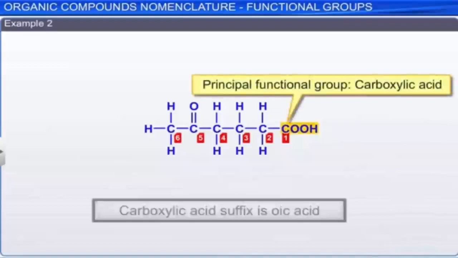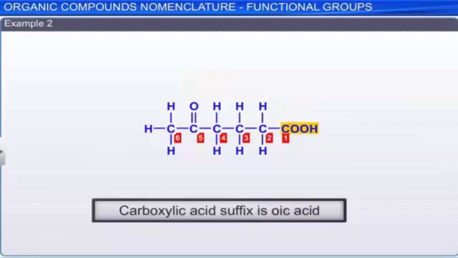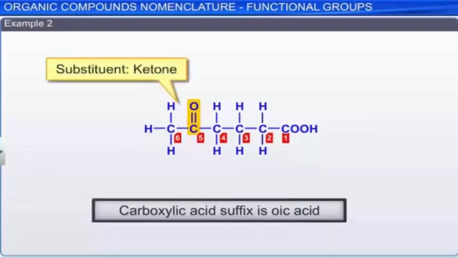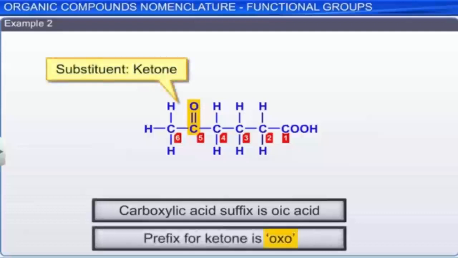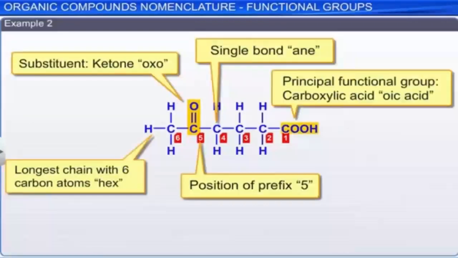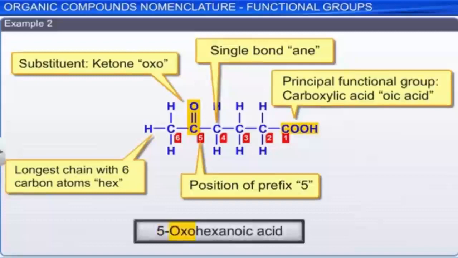The principal functional group will come as a suffix. For carboxylic acid, the suffix oic acid is used. The other functional groups act as substituents, and they are written by using appropriate prefixes. Here, the substituent is ketone, and the prefix used for ketone is oxo. Thus, the name of the compound is 5-oxohexanoic acid.